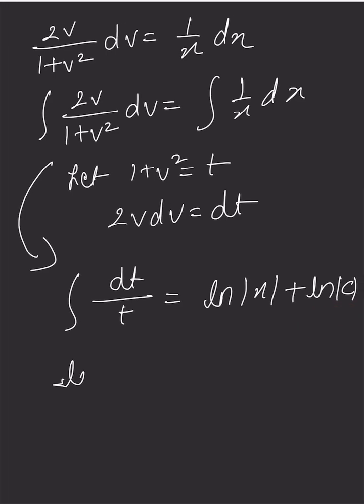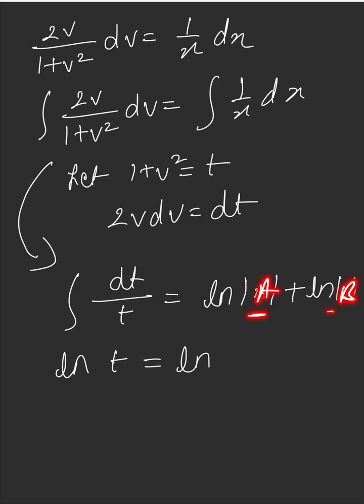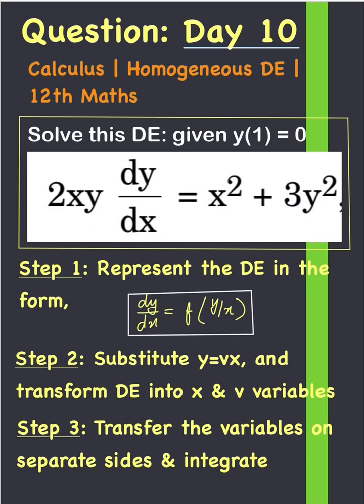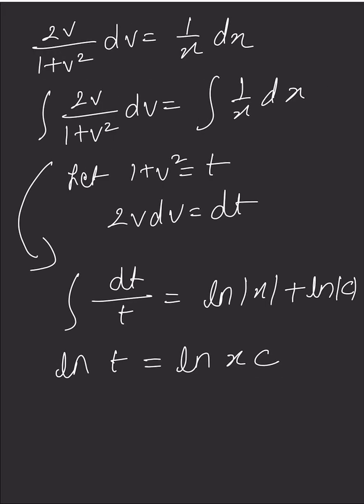Now integrate this, we'll get ln t, right? So ln t equals ln x plus ln c. Now ln a plus ln b is actually ln ab. Okay, it's a log formula. So I'm going to write x times c. Now why did I take log? In the beginning, the question is solve the given differential equation. Whenever they write given, they want you to find the particular solution, right? This is a general solution right now.